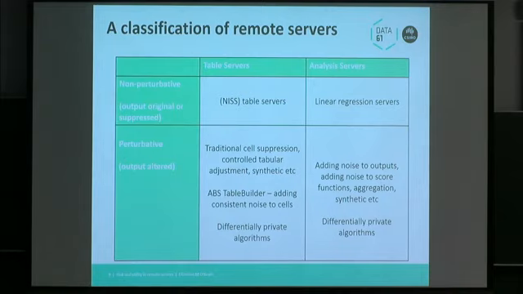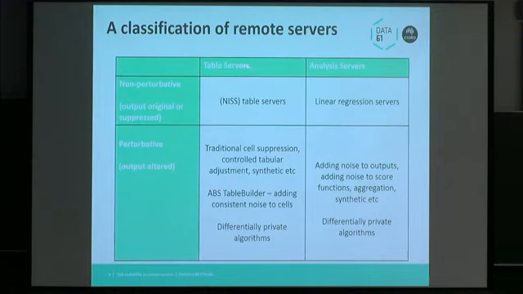So it turns out there was a bit of work in the middle 2000s out of NIS on table servers and linear regression servers that were actually this non-perturbative idea. It seems to have disappeared, but that was actually investigated in the mid-2000s. Some of the authors can enlighten us on maybe where it went. And the perturbative, this is the one that's actually continued to be investigated.